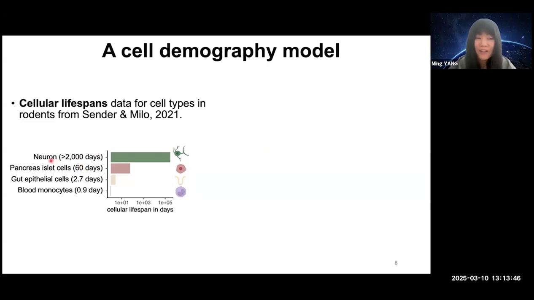So for some cell types like neurons, their lifespan is extremely long. And people always believe the neurons can actually outlive an organism's lifespan. And for other cell types, such as monocytes and epithelial cells in the gut, their cell lifespan is extremely short, only 1 or 2 days. So indeed, the cell lifespan changes a lot among different cell types within the same organism.